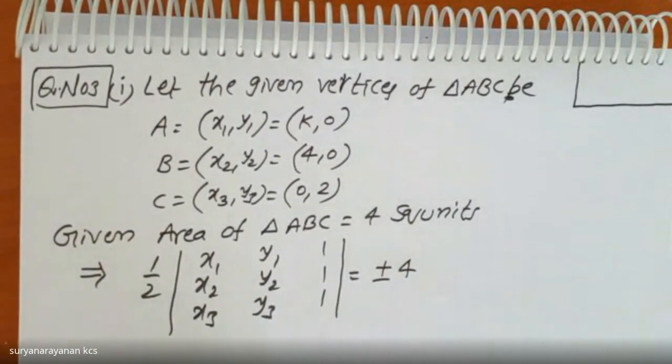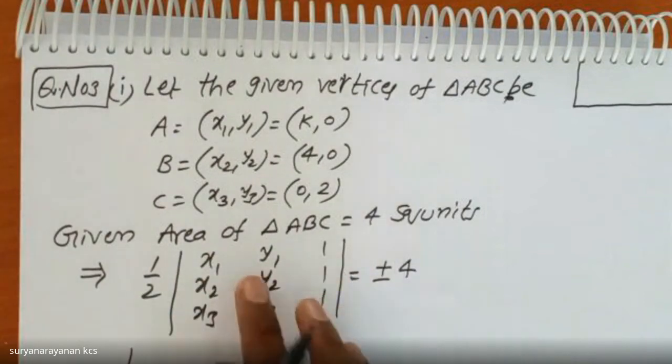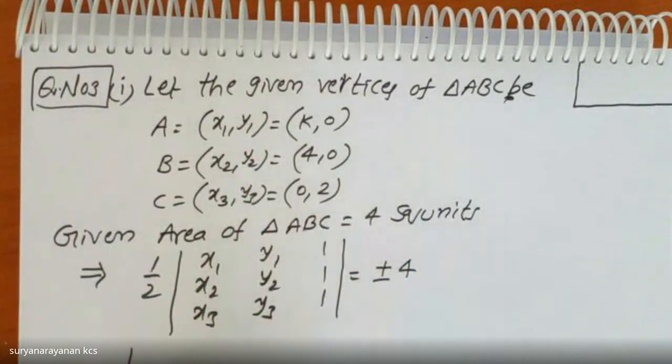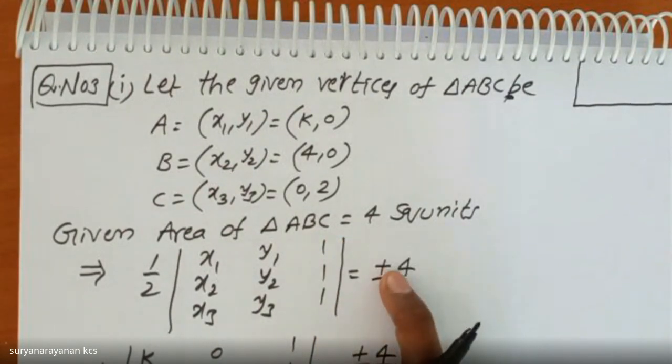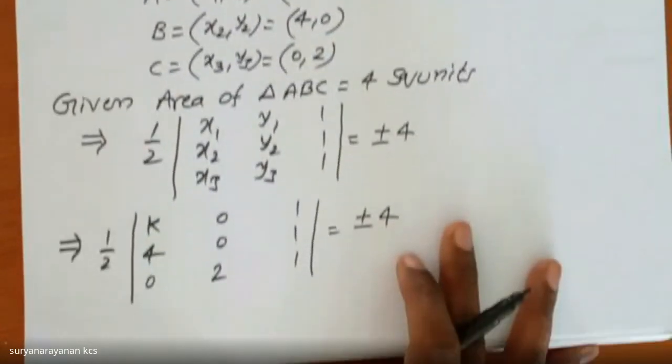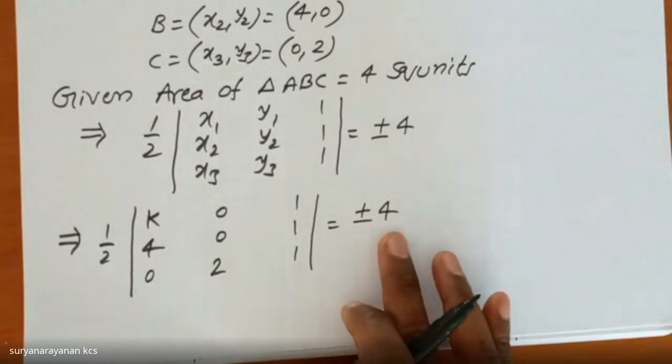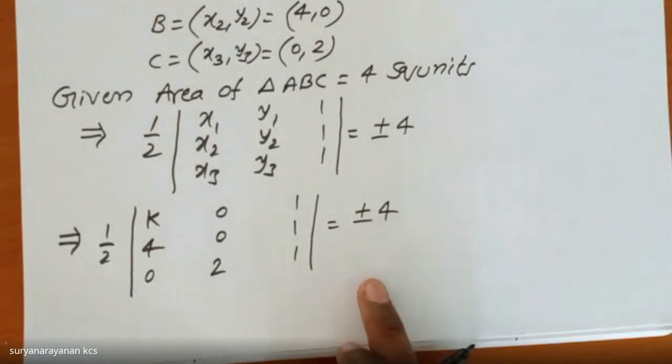This implies 1 by 2 into the determinant, in which we substitute the first row elements k, 0, 1. Second row elements 4, 0, 1. And the third row elements 0, 2, 1, is equal to plus or minus 4. Since the area of the triangle is given, we have to take the positive value and also the negative value. Positive and negative values should be considered. Okay, my children.